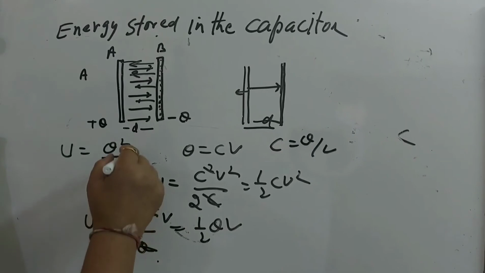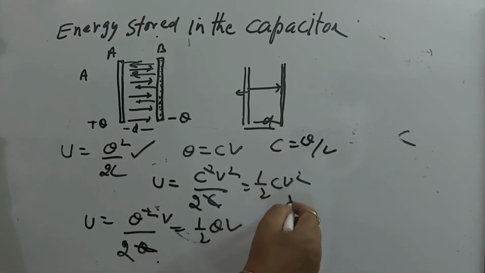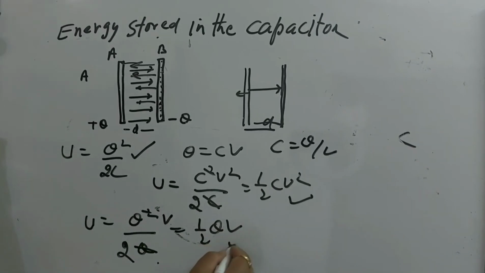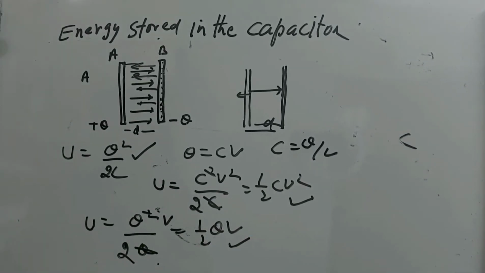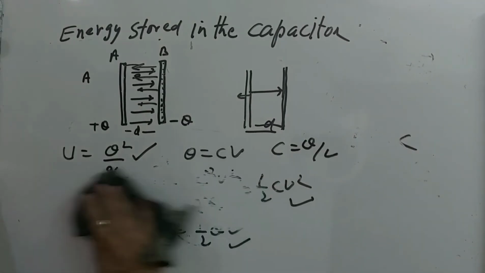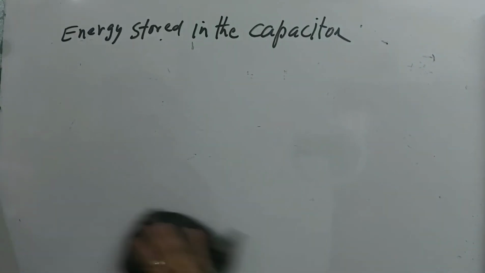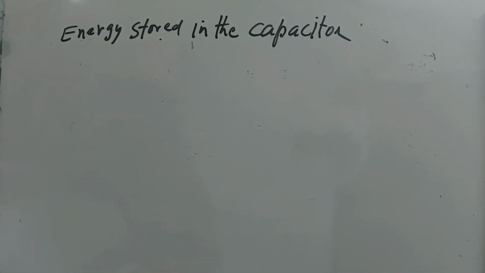So we can write energy stored in the capacitor equal to Q square by 2C, or half CV square, or half Q into V, and this can be done in another way also. Now I will explain that also.